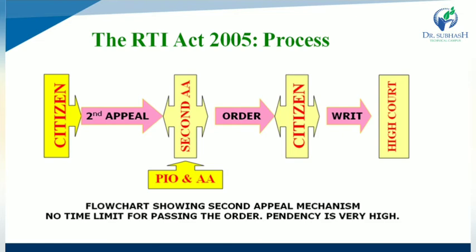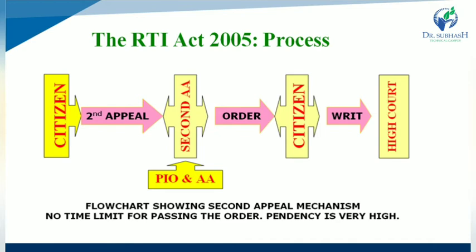Second one, what about second appeal? This flow chart shows the second appeal mechanism. In the second appeal mechanism there is no time limit for passing an order, and the pendency is very high in second appeal. If the public information officer did not find any type of error, they transfer the information to the citizen within 30 days.